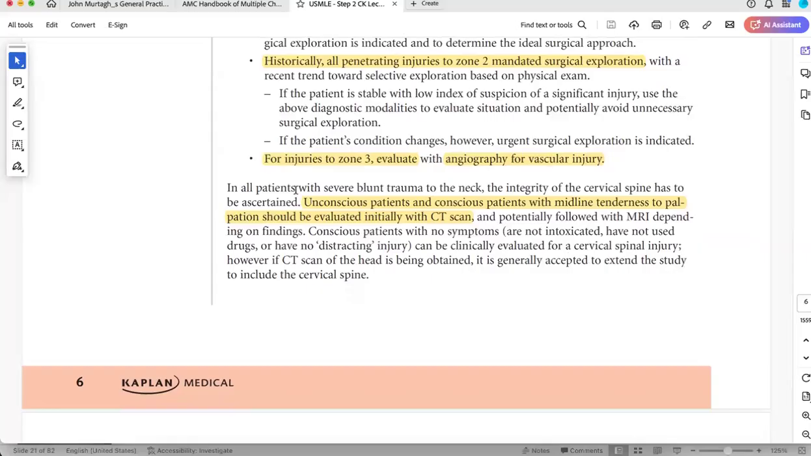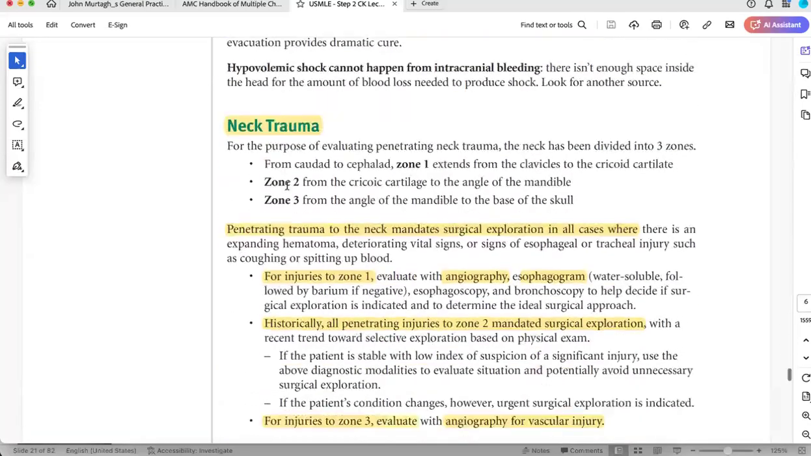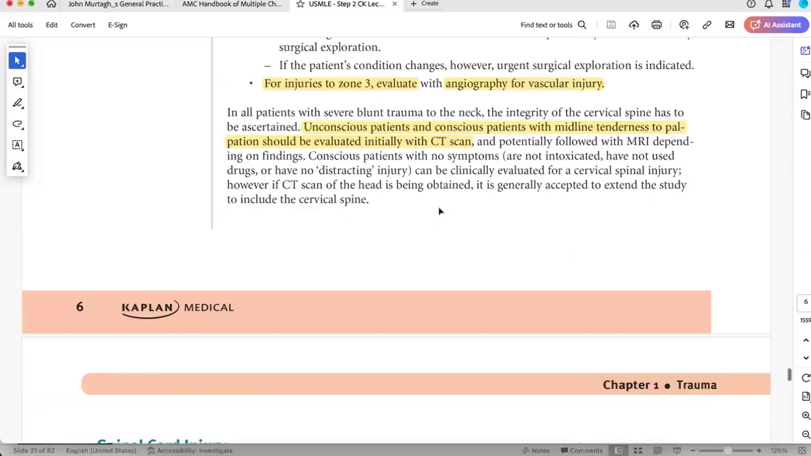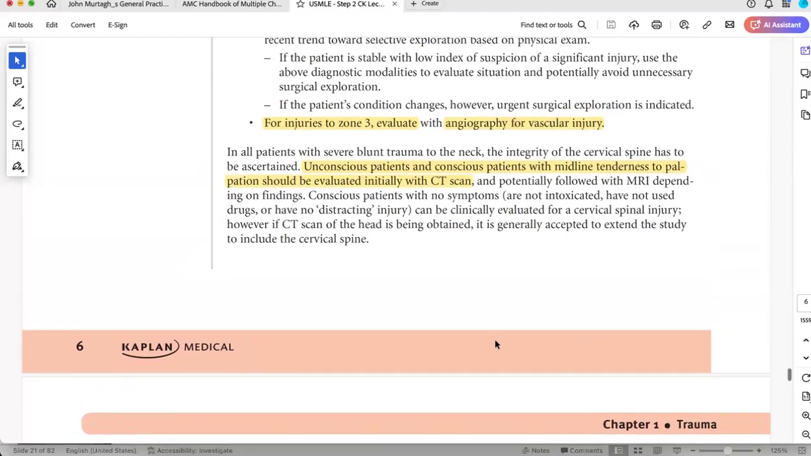In all patients with severe blunt trauma to the neck, so we know about penetrating trauma. What about blunt trauma? The first thing that we need to know is whether the cervical spine has got injured. Any unconscious patient with a blunt trauma to the neck, or conscious patient with midline cervical tenderness, will be evaluated with a CT scan of the cervical spine. So now we are talking about cervical spine injury.